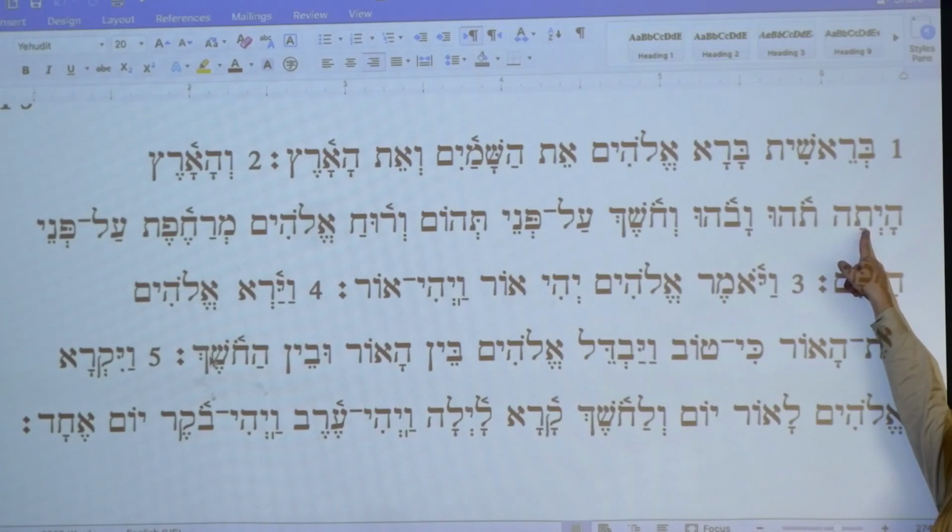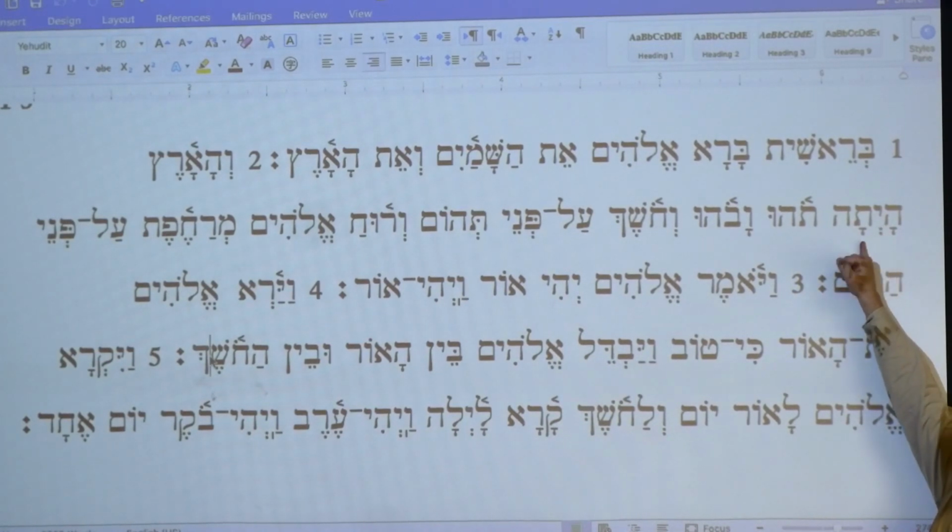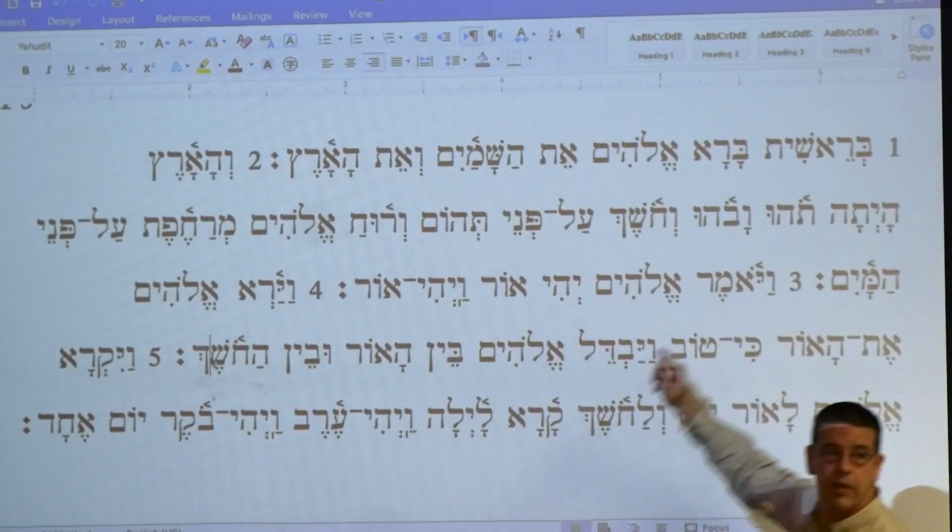It's a begad kufat letter, right? What should happen after a silent schwa? You should have a begad kufat dot in here. You don't. That tells you that you hear the schwa, and if you're hearing the schwa, that means your first syllable has to start here. Ha, yata. Okay? All right, good.